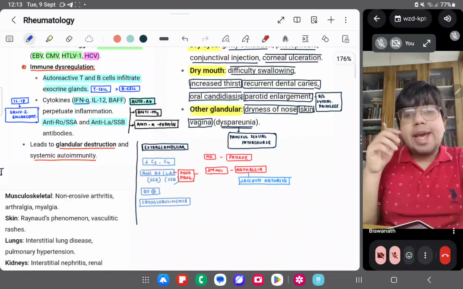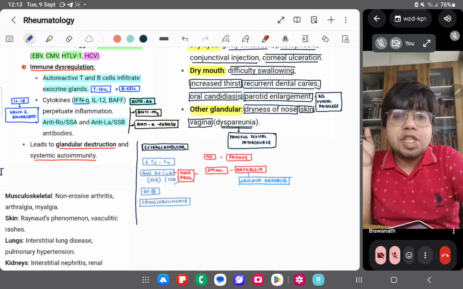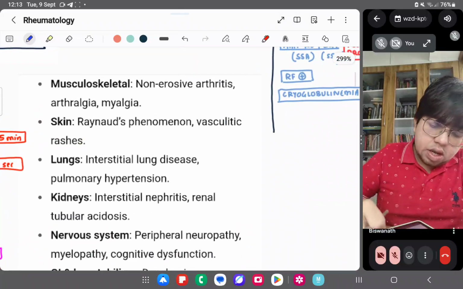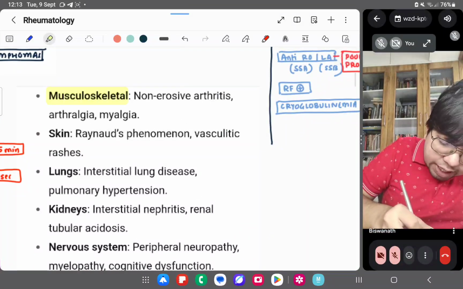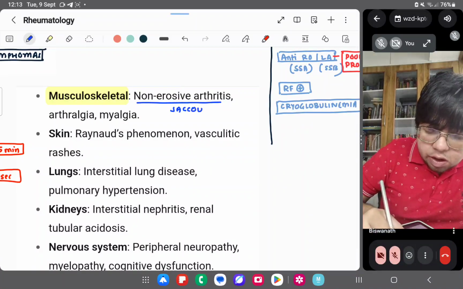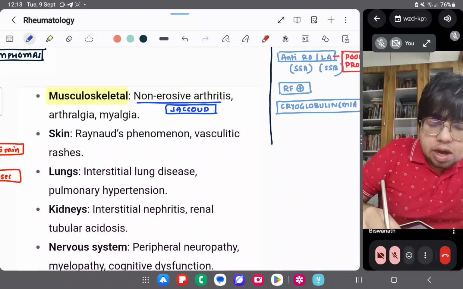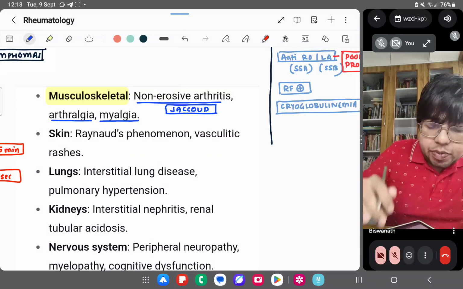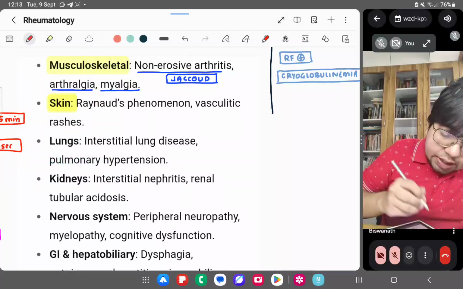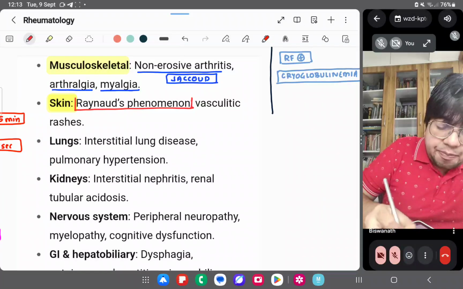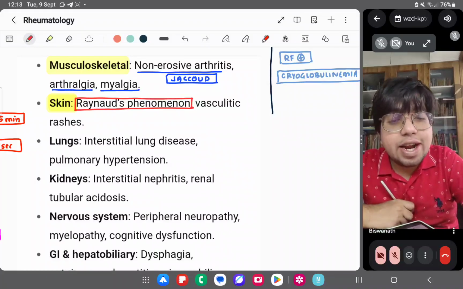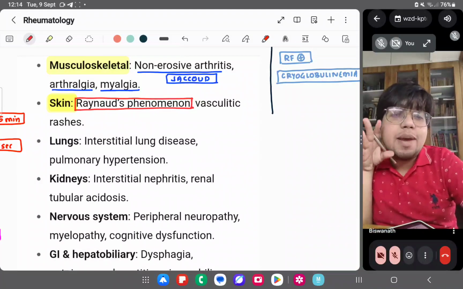Now we'll move to some extraglandular manifestations of Sjogren syndrome. Look at this. I told you musculoskeletal non-erosive arthritis is called Jaccoud arthritis, with arthralgia and myalgia. Skin manifestations: in Sjogren syndrome, you get Raynaud phenomenon. Raynaud phenomenon is basically a peripheral vascular disorder, right? It is producing a critical type of limb ischemia.